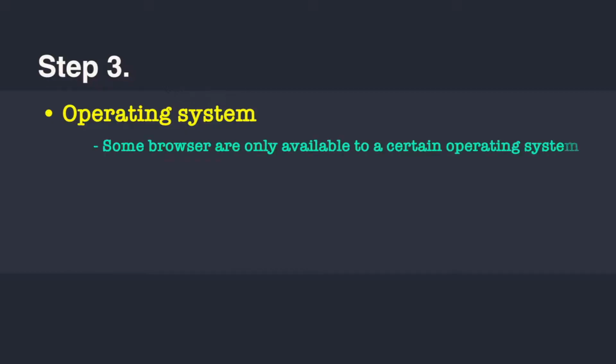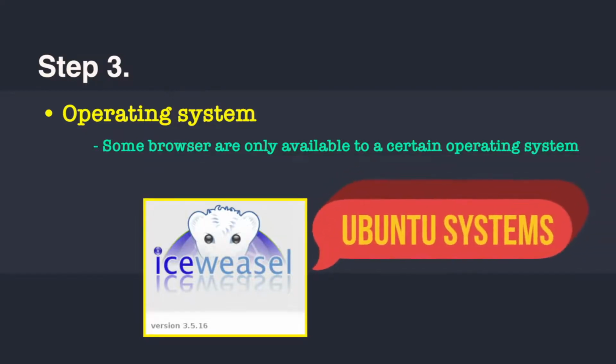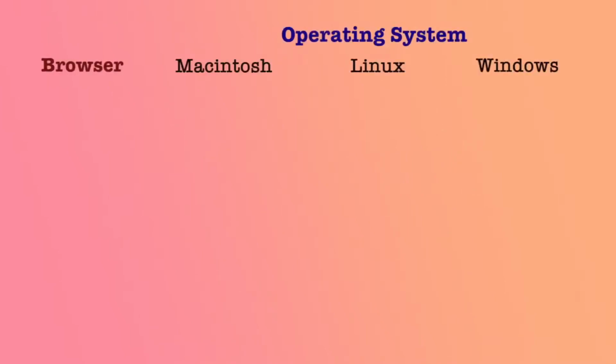Moving on to the next step, you should also understand what kind of platform you are on, because some browsers are only available on a certain operating system. Like if I mention the Iceweasel browser, this browser is particularly available on Ubuntu systems, Ubuntu being a Linux based OS. Let us just see what kind of browsers are available in the market and on what platforms these are available.